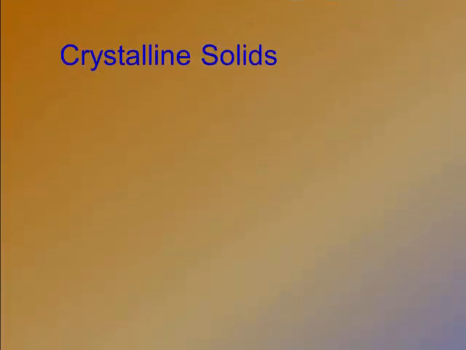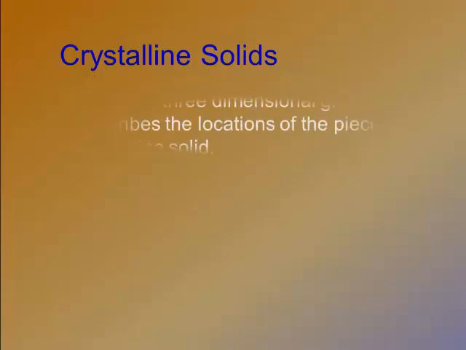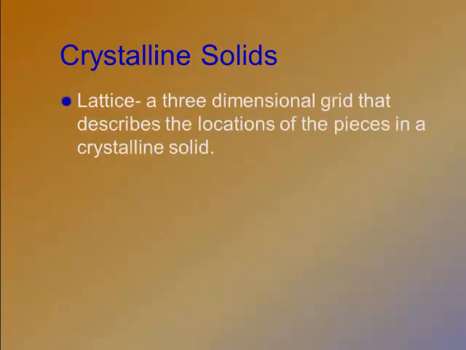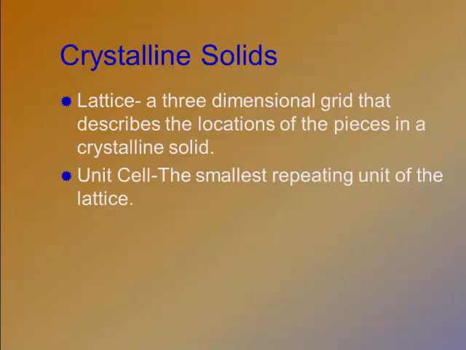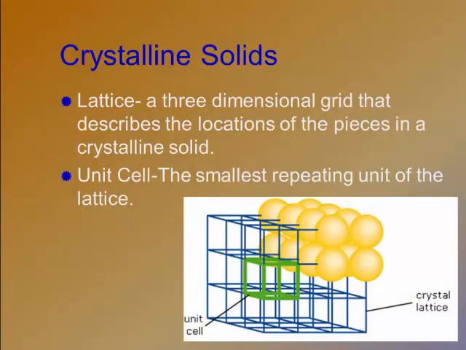The 3D pattern of a crystalline solid is called a crystal lattice. The smallest repeating unit of the pattern is called a unit cell. So imagine a large grid of cubes. The entire grid is the crystal lattice. Each cube is called a unit cell, one unit of the entire lattice.